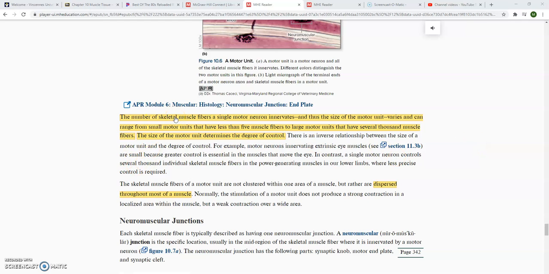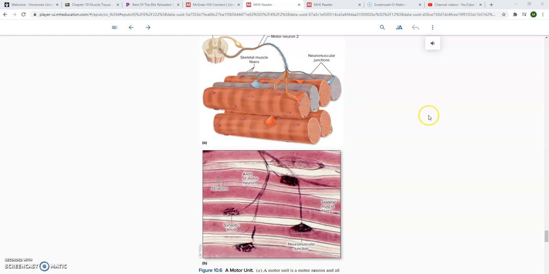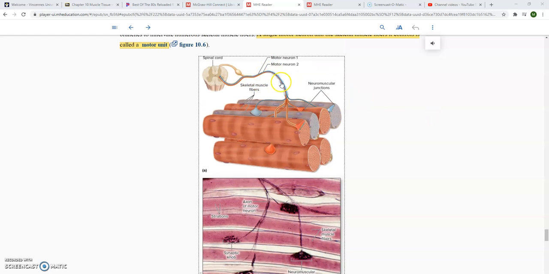So they will vary as far as their size. When we say size, we just mean how many skeletal muscle fibers they provide a nerve impulse to, or how many they innervate. They could innervate just a few, like this one. We have a motor unit that's red, innervating 4 skeletal muscle cells or fibers.